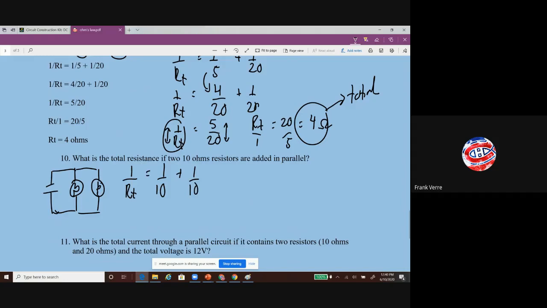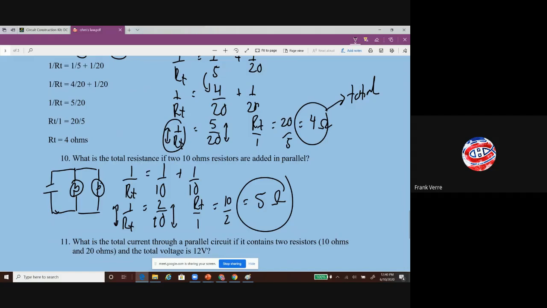This is easy because they have the same denominator, so I can just add them. Now I just flip them. So I flip this one, it becomes RT over 1, and then I flip this, it becomes 10 over 2. So my total resistance then is 5. Again, you'll notice that the total resistance is less than the individual resistance.